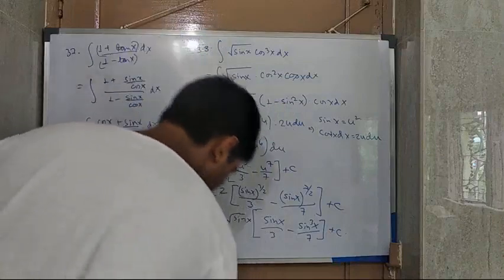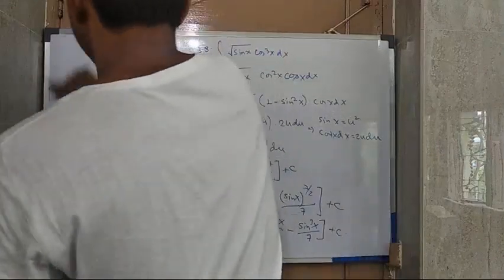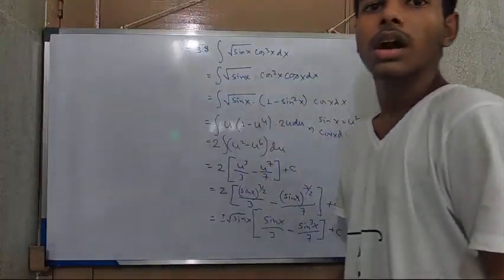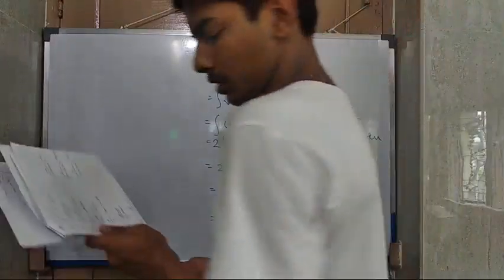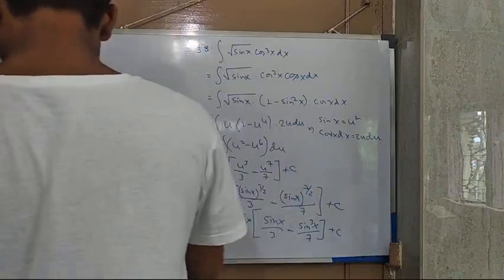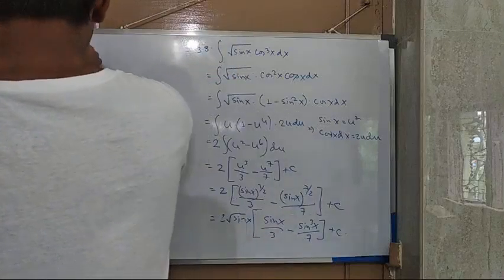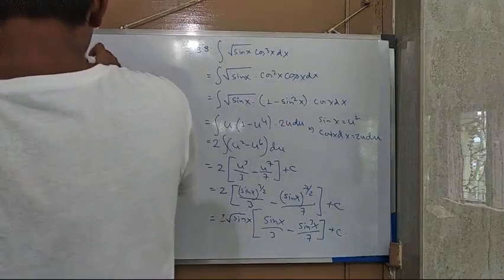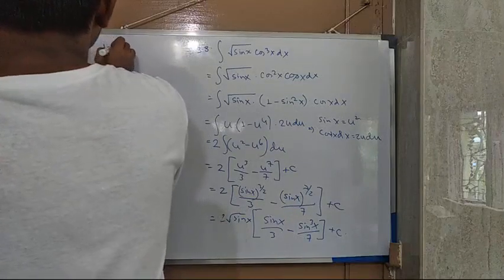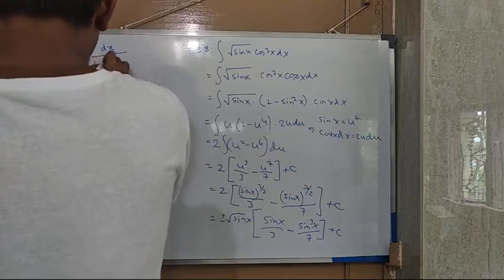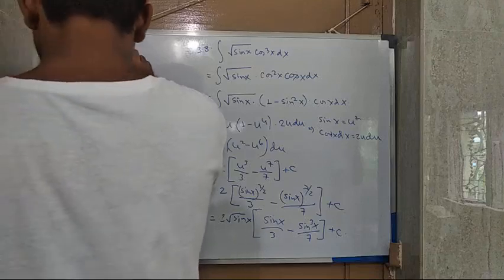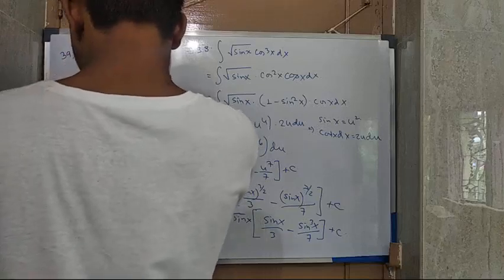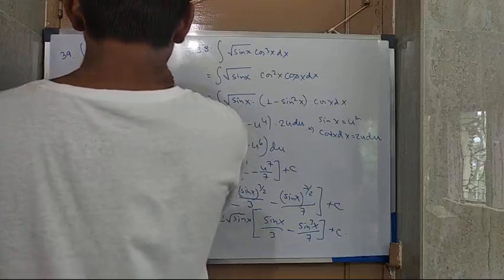Let's proceed to the 39th one. So 39th one, here we come. So let's proceed to the 39th question. The 39th question is integral dx by cos 2x plus square root of 3 times sine 2x.